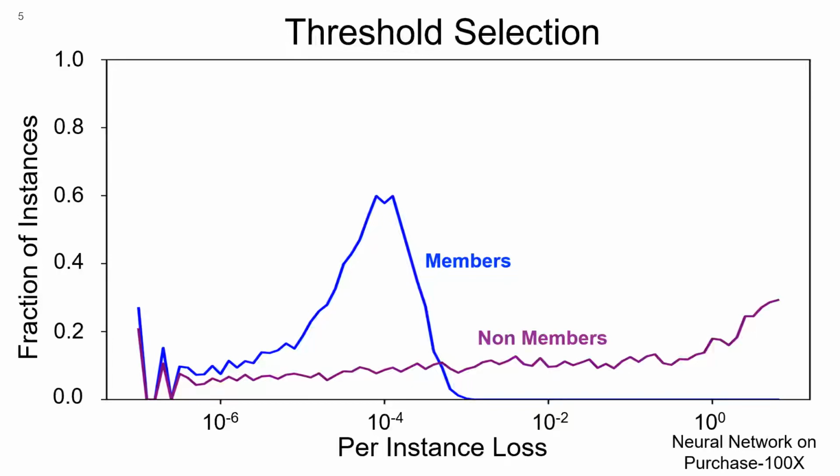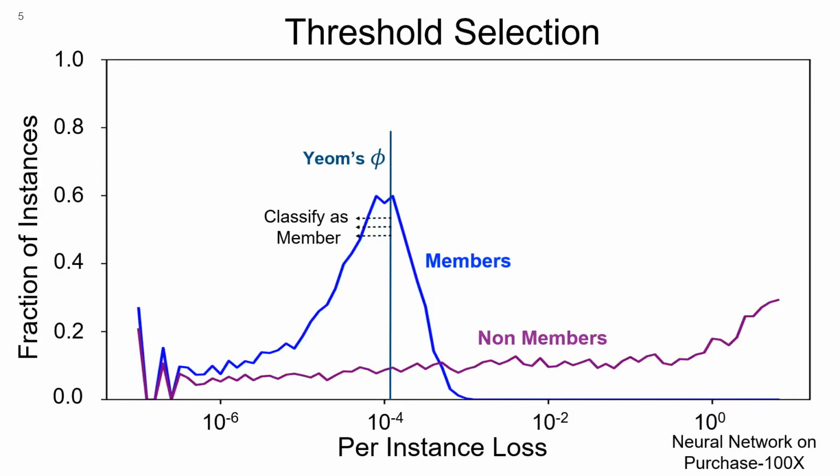We show how an adversary can use the threshold selection procedure on the Yeom attack. The figure shows the per instance loss of members and non-members for a neural network model trained over the Purchase dataset. The members are concentrated around a small per instance loss, whereas the loss of non-members is spread across the entire domain. The Yeom attack sets the inference threshold at the expected training loss.